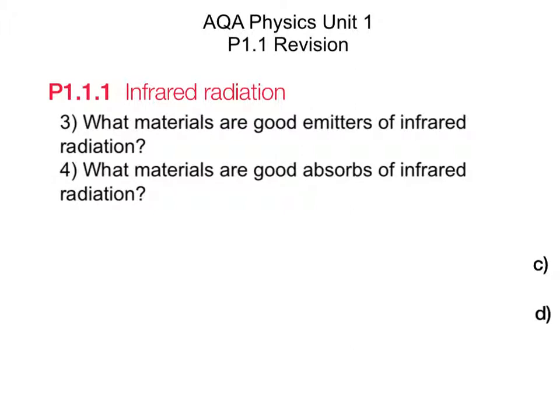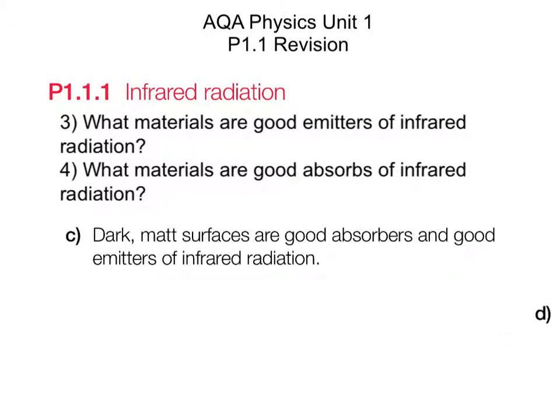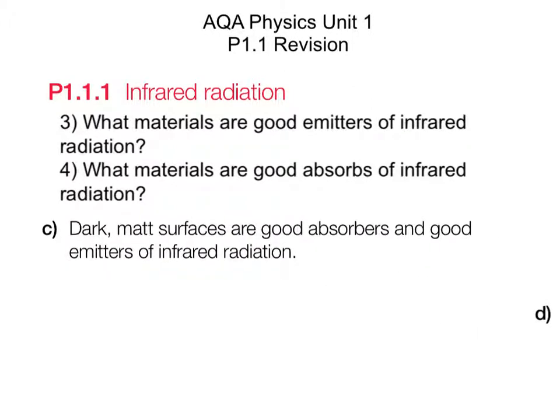So in this question, what materials are good emitters of infrared radiation, and also what materials are good absorbers of infrared radiation? Well, if you think about objects that are good at absorbing, if you think about the colours we wear in winter time, we tend to wear black colours. That's because they absorb more infrared radiation from the sun to try and keep us warmer in the winter when we're relatively cold. Things that we want to take in radiation or give out tend to be the same colours. So the good absorbers and good emitters are dark, matte surfaces.